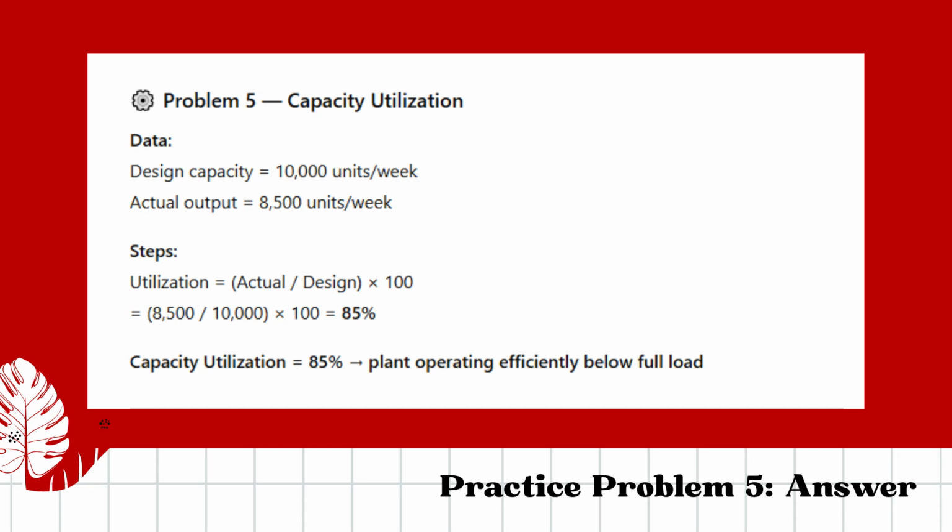Problem 5. Capacity utilization. A plant has a weekly capacity of 10,000 units, but currently produces 8,500. We need to find the utilization rate.